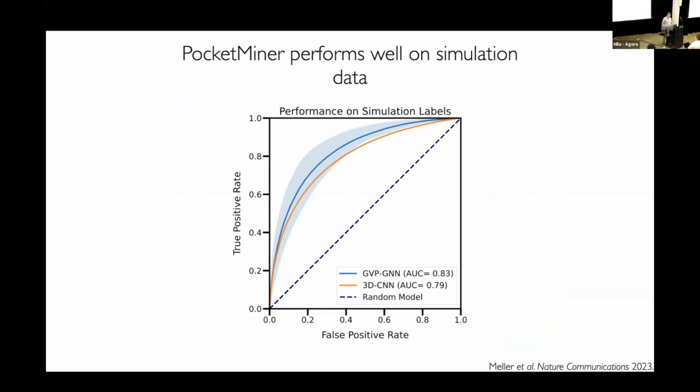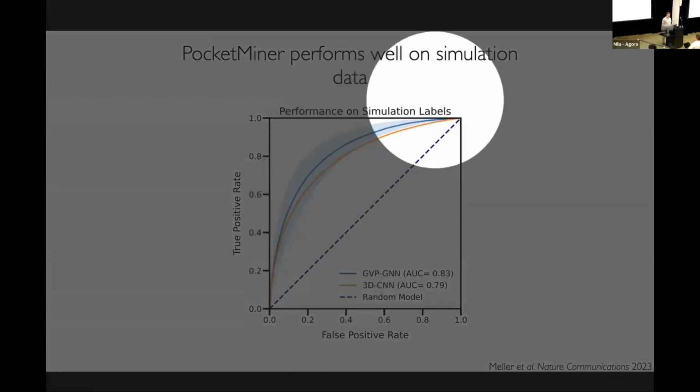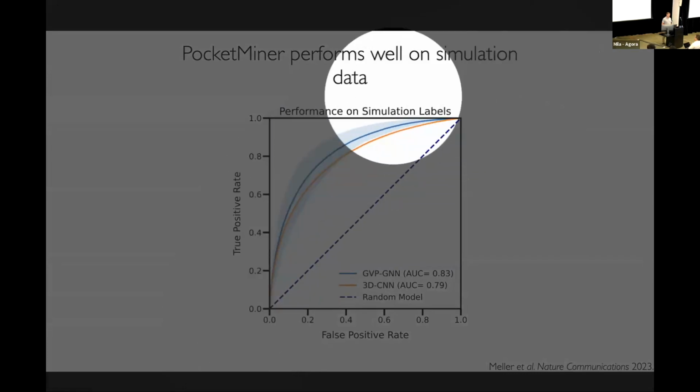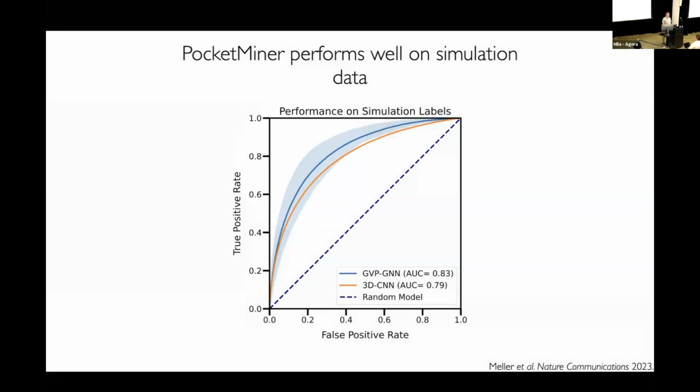Here we're comparing our PocketMiner algorithm to a previously published algorithm called CryptoSite that's based on random forest. You can see they give pretty similar performance. But the big distinguisher is that CryptoSite needed molecular dynamics simulations as input. So for a typical 100 residue protein, it would take about a day to run this algorithm, which still adds up if you're trying to think about scanning across proteomes.